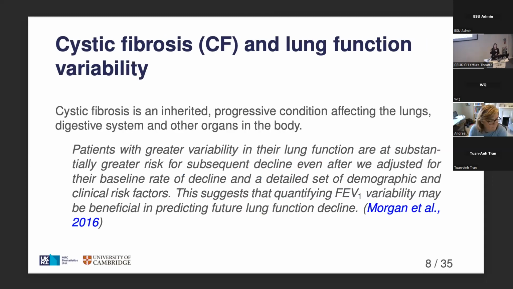Well, Marco's been looking at data from cystic fibrosis patients, cystic fibrosis being an inherited progressive condition affecting the lungs, the digestive system, and other organs in the body. And this paper by Morgan et al. in 2016 found that patients with greater variability in their lung function are at greater risk for subsequent decline, suggesting that quantifying FEV1, which is a measure of lung function, the forced expiratory volume in 1 second, may be beneficial in predicting future lung function decline.